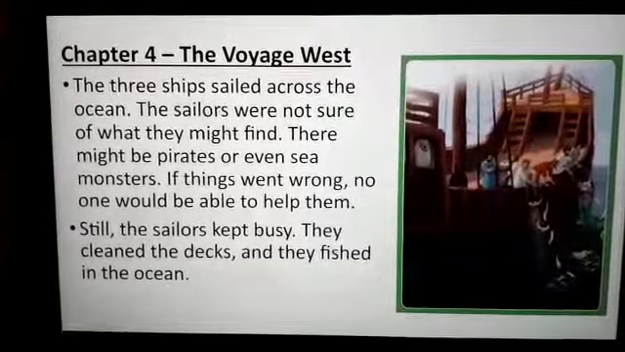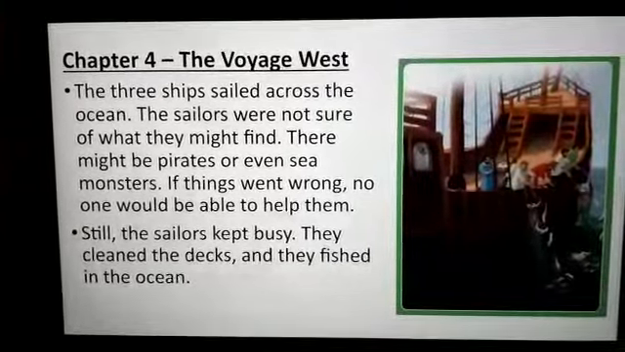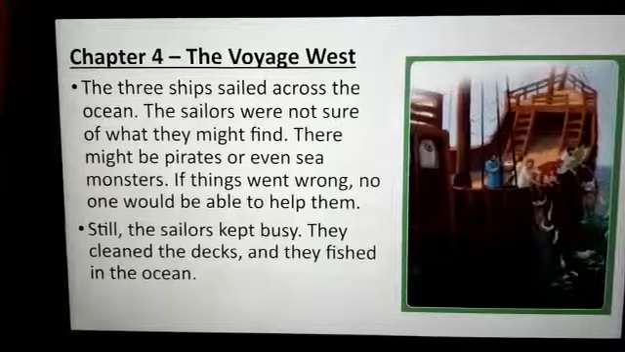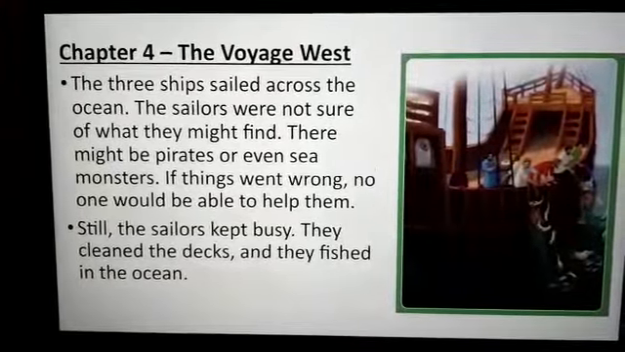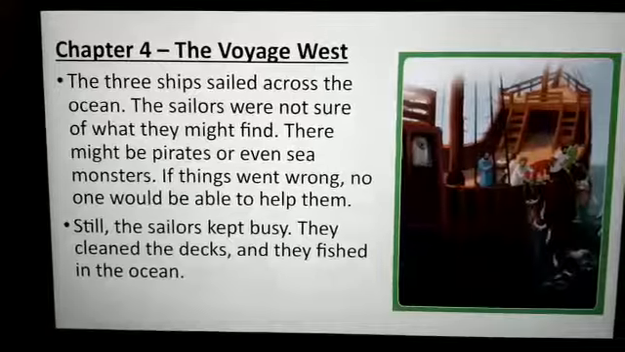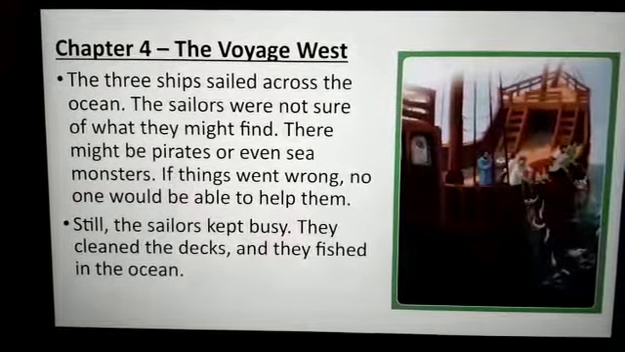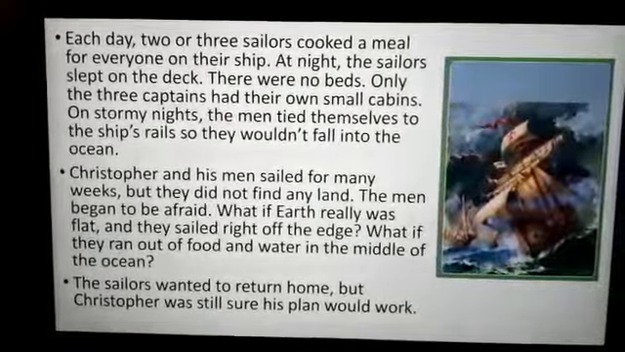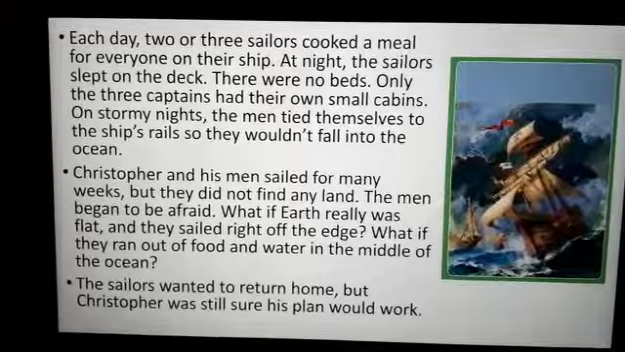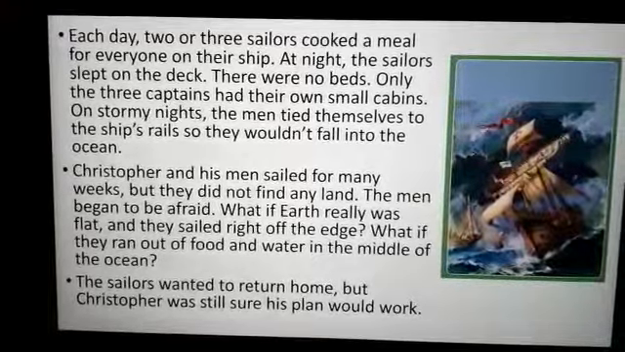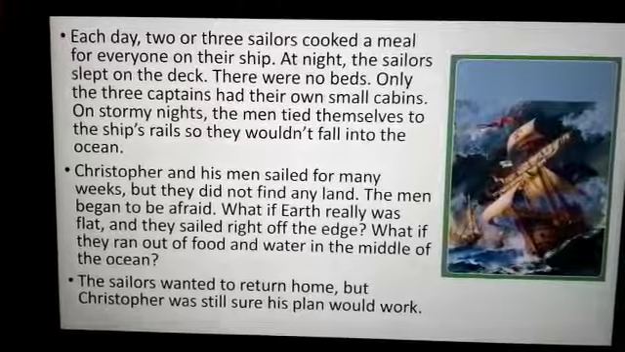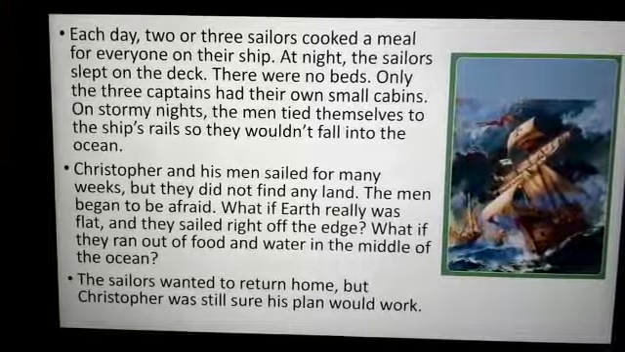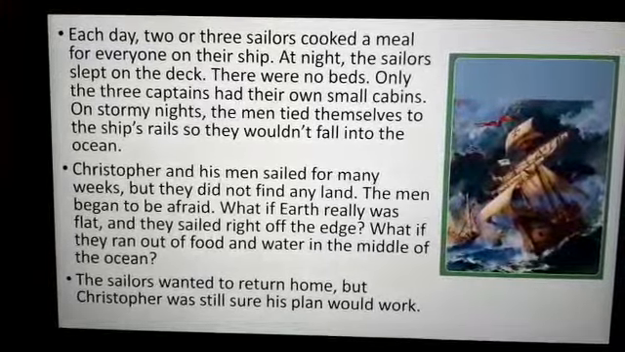Chapter 4, the voyage west. The 3 ships sailed across the ocean. The sailors were not sure of what they might find. There might be pirates or even sea monsters. If things went wrong, no one would be able to help them. Still, the sailors kept busy. They cleaned the decks and they fished in the ocean. Each day, 2 or 3 sailors cooked a meal for everyone on their ship. At night, the sailors slept on the deck. There were no beds. Only the 3 captains had their own small cabins. On stormy nights, the men tied themselves to the ship's rails so they wouldn't fall into the ocean.